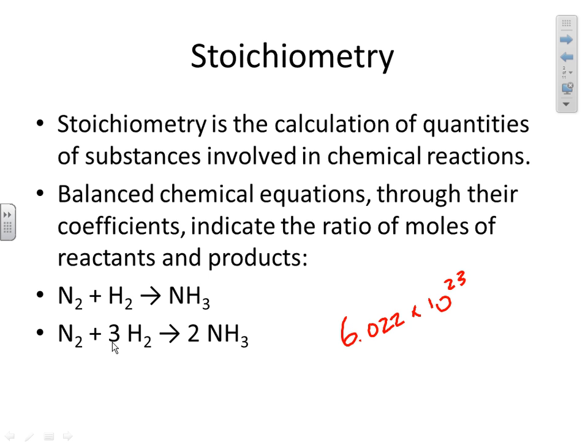So, regardless of the fact that nitrogens are bigger than hydrogens, and regardless of the fact that ammonias are bigger than either one of them to begin with, we can use this value to make an assumption that yes, this equation shows us 1 molecule of nitrogen and 3 molecules of hydrogen give us 2 molecules of ammonia, but it also can be used to show us that 1 mole of nitrogen plus 3 moles of hydrogen will give us 2 moles of ammonia. And moles are easier for us to measure.